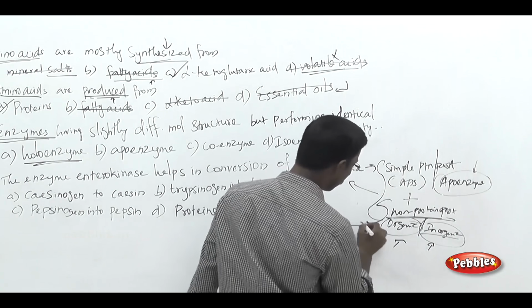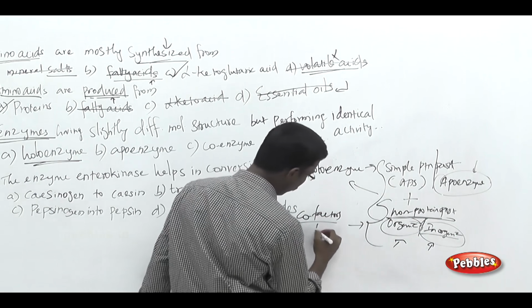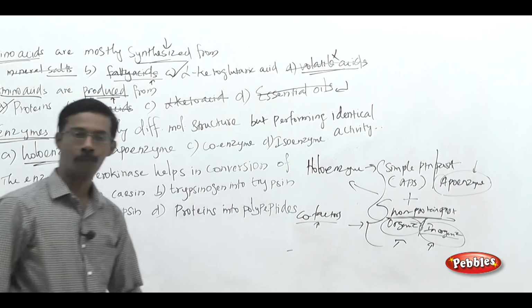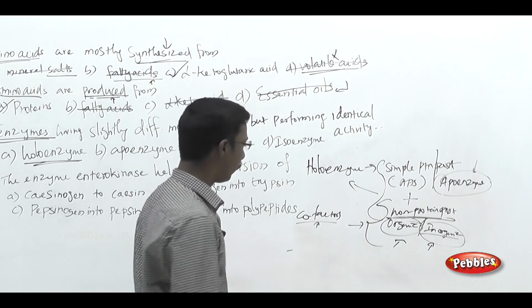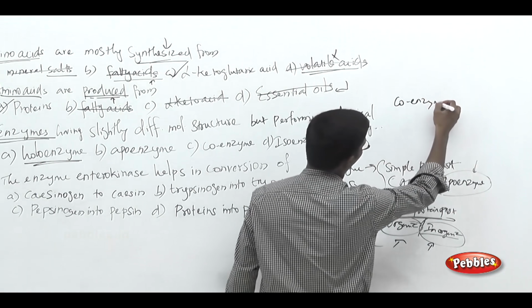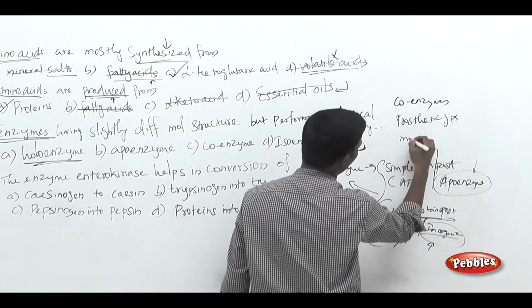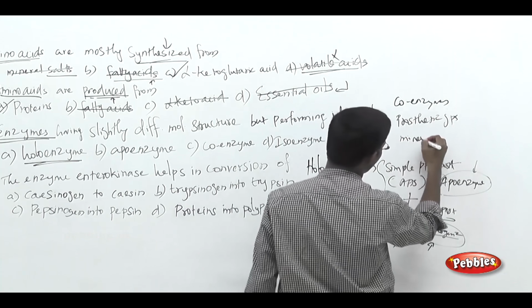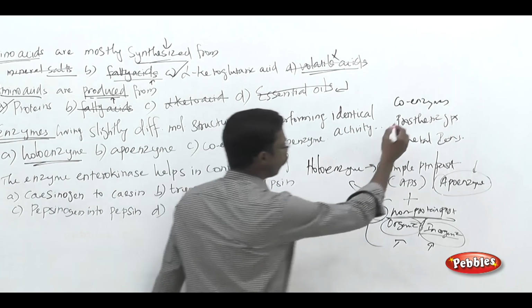So we are calling this non-protein part cofactors. Already we have seen there are three classes of cofactors in our previous classes. Okay, so what are the three groups? Coenzymes, prosthetic groups and mineral ions. We will call these metal ions. So you can see it over here.